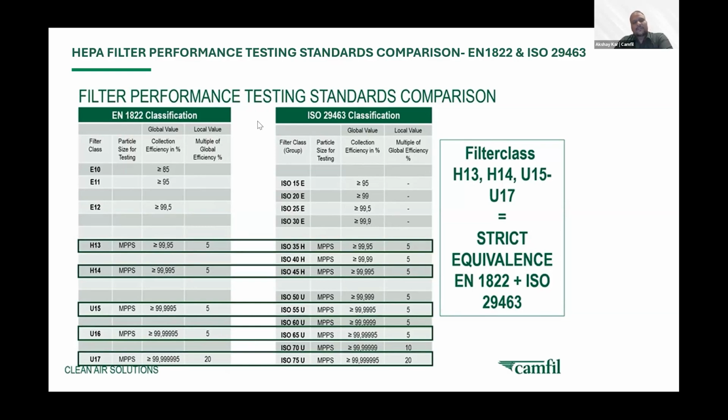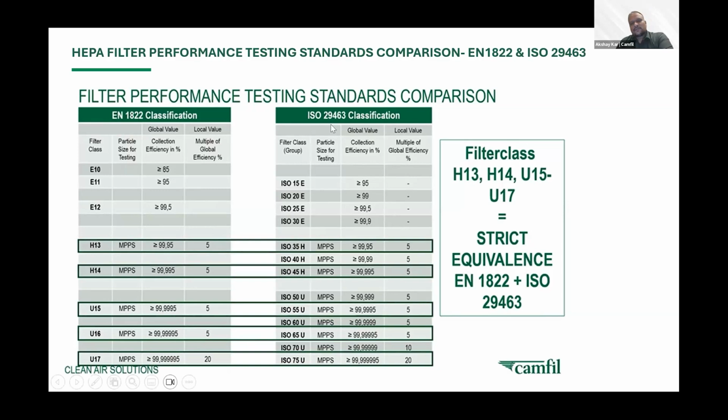But when we talk about the standards and the comparison, it should be tested on 0.1 to 0.2 micron size, which is given by the standard itself, that MPPS is the particle size for testing the HEPA. So if you see H13, it's 99.95.